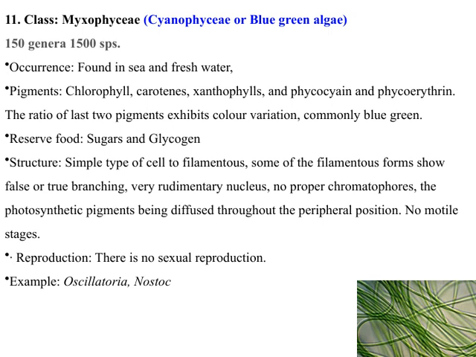It's also important to note that they do not have motile stages, meaning they don't move actively like some other microorganisms. Reproduction occurs without sexual means, so no sexual reproduction is involved. Instead, they reproduce mainly through asexual methods. Some common examples of this class include Oscillatoria and Nostoc. Understanding these features helps us appreciate how cyanobacteria fit into the broader picture of microbial life and their ecological importance.